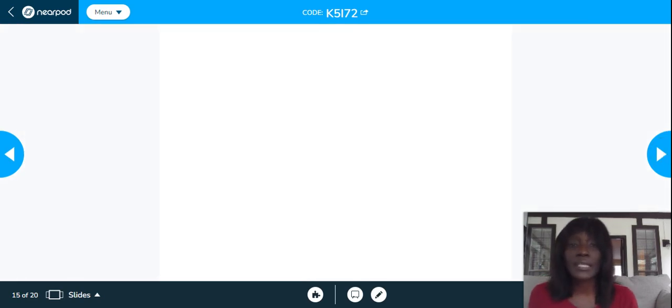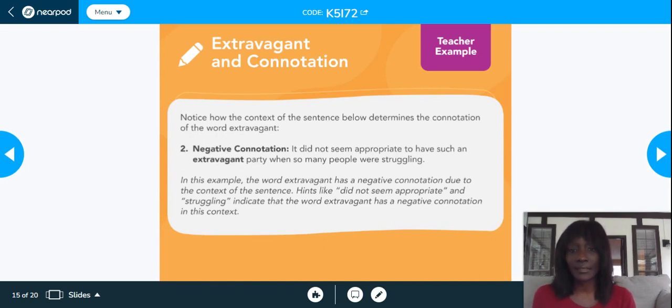Now let's look at extravagant in terms of it being negative. It did not seem appropriate to have such an extravagant party when so many people were struggling. Again, this is up for interpretation, where a person who was given this extravagant gift and attended the same party would be happy to get this gift because it's showing that they are appreciated. But in this scenario, the person believes that the extravagant party is nonsense. Therefore, it is a negative connotation.